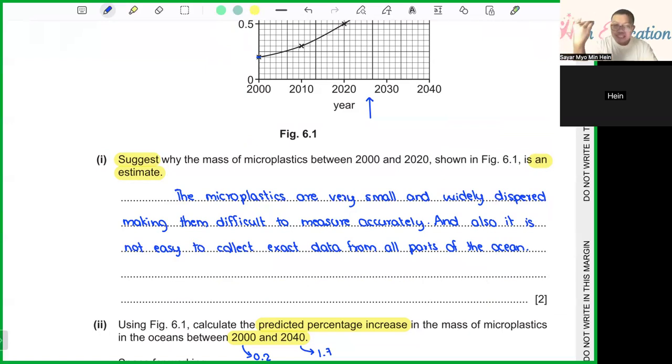And another thing that I think of is that the experiment might be carried out at different times or different locations, or there can be other differences which might not give accurate data or accurate results. So that's why this could lead to an estimated data for the mass of microplastics between 2000 and 2020.